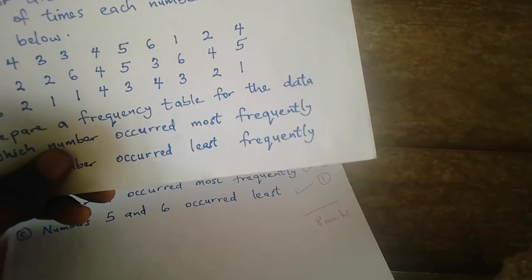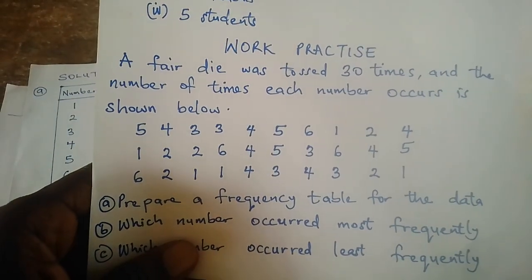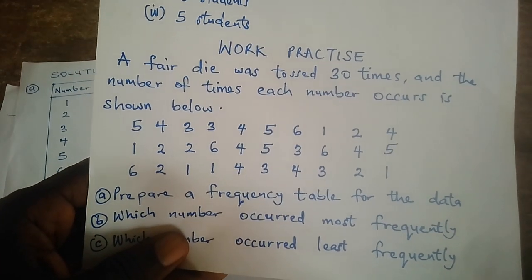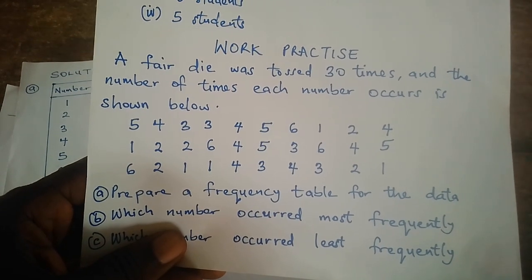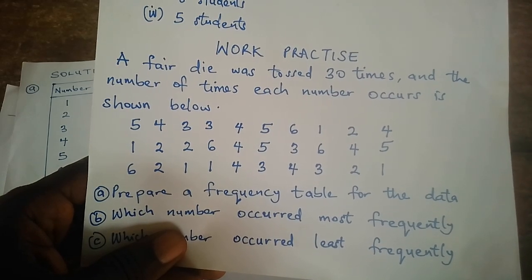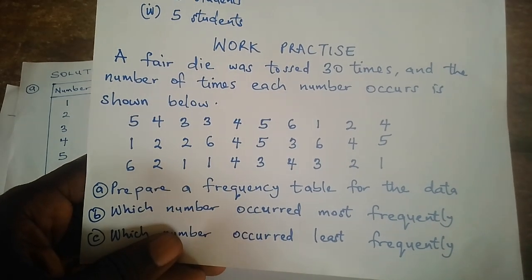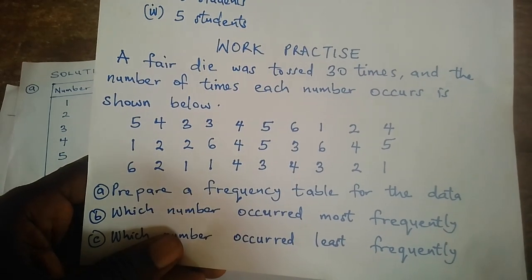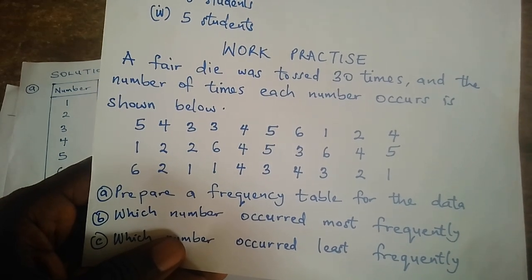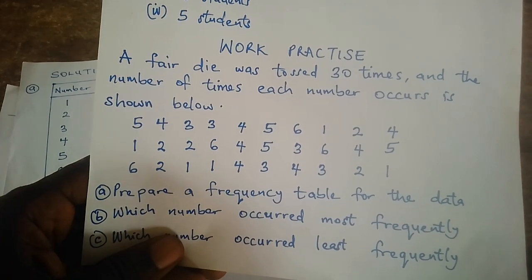Now let's do this work practice. You practice this on your own. Now a fair die was tossed 30 times, and the number of times each number occurs is shown below. I hope you understand what we mean by a die. A die is what you use to play Ludo. You can see that those small things you normally throw is known as a die. If you look at it properly, it has 6 faces.